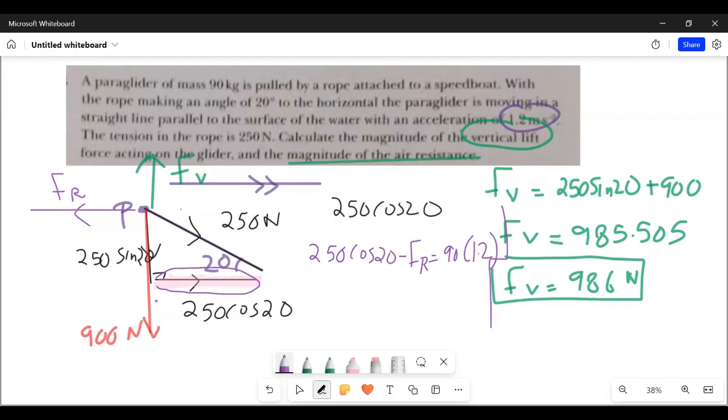Tell me what you get. 224.1 newtons. That's not what it says here. It says that it should be 126.9. Alia, recheck. Okay. Should be 126.9 newtons.